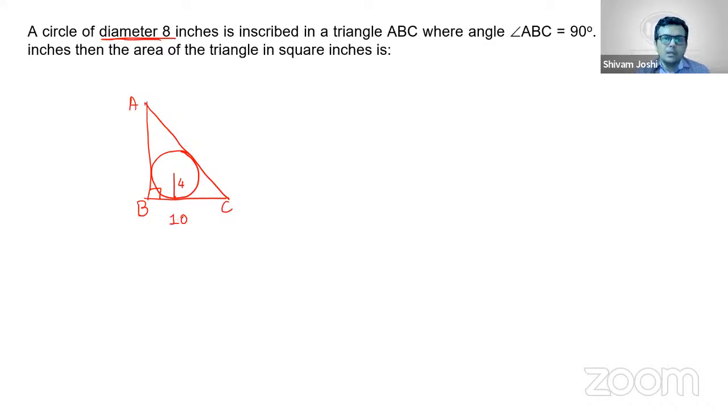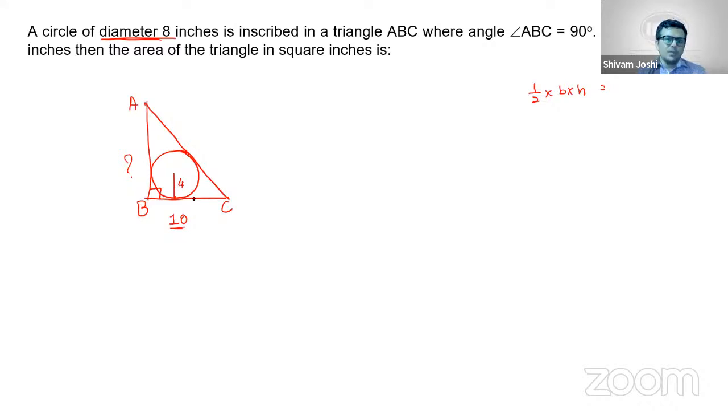The area of the triangle in square inches is how much? Now, how do you find out the area of a triangle? Obviously, half into base into height. Correct. The base is given to you, but the height is unknown, right? So how do we get that height? Obviously, I need to figure out the measures of the sides.